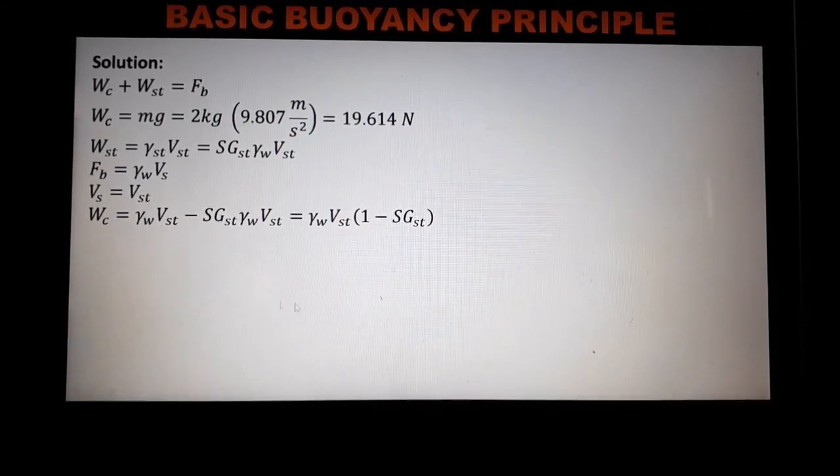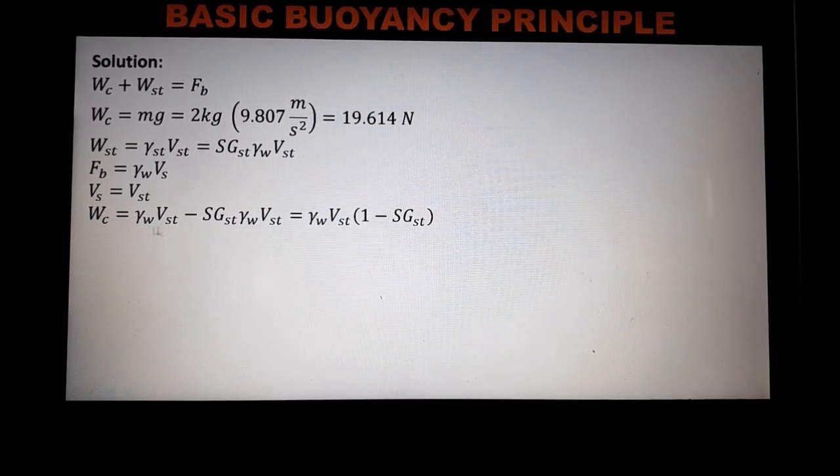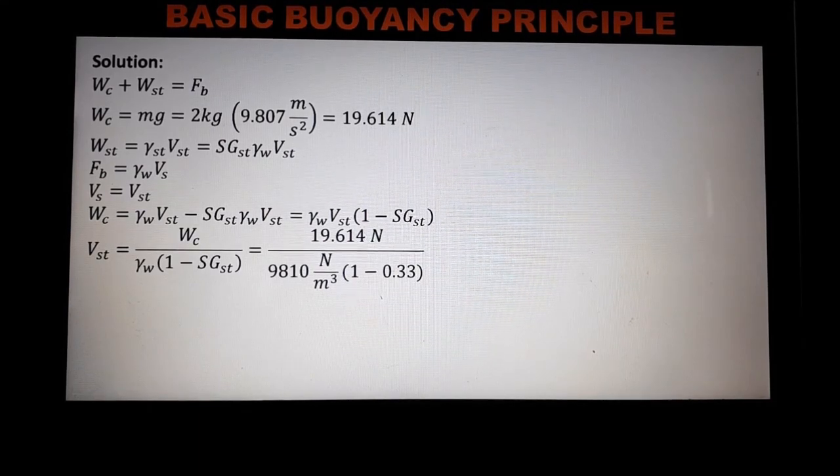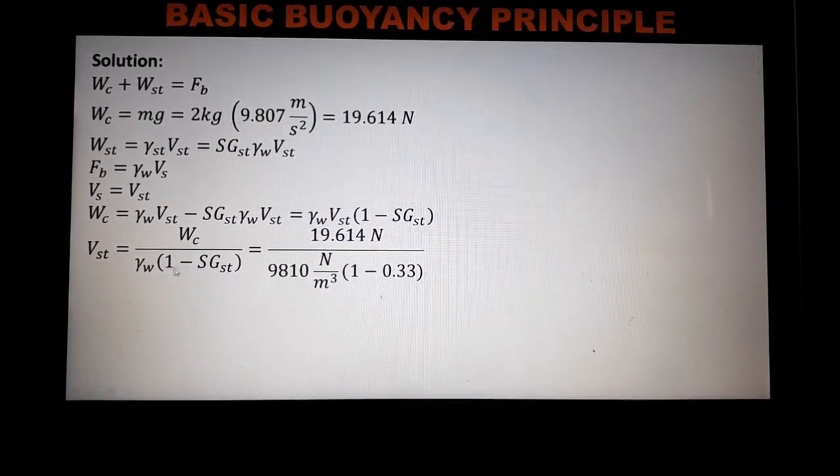So, using this equation, we can simply say that the weight of the concrete is equal to the buoyant force minus the weight of the styrofoam. Then factoring out the specific weight of the water times the volume of the styrofoam, we come up with the weight of the concrete equal to the specific weight of the water times the volume of the styrofoam times 1 minus the specific gravity of the styrofoam. Now, solving for the volume of the styrofoam, that is equal to the weight of the concrete divided by the specific weight of the water times 1 minus the specific gravity of the styrofoam.